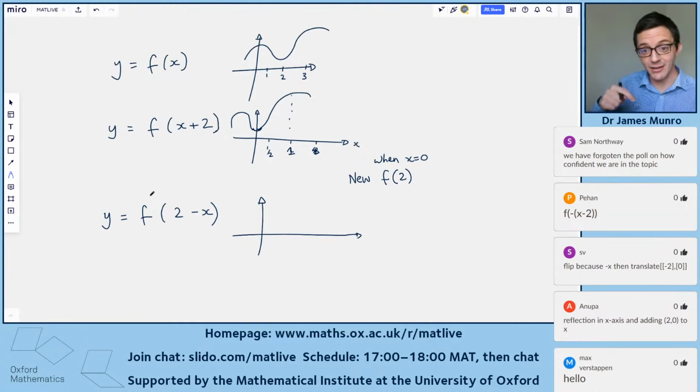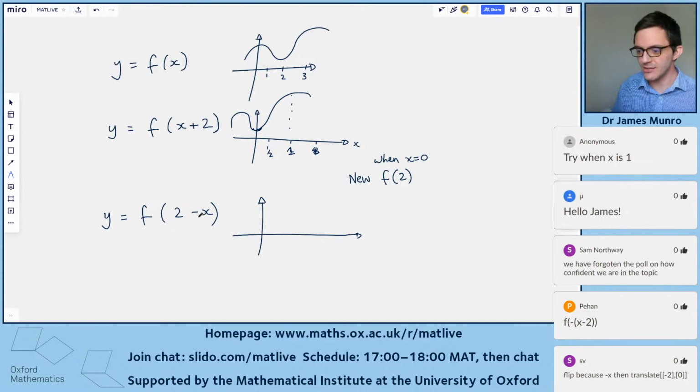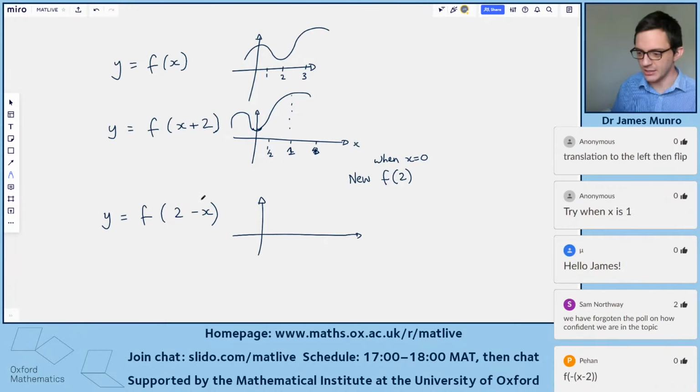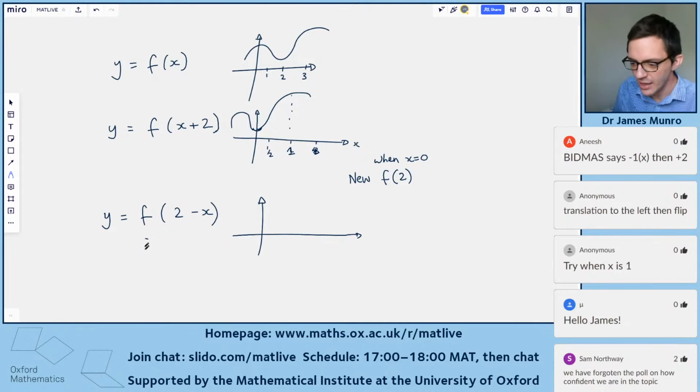Try checking values. I love that. Try checking values to see what happens. This has got the same thing going on. When x is 1, this gives f of 1, which is the same thing as if we put 1 into the original function. That's pretty nice. Okay. People are thinking about maybe doing this like f of minus x plus 2, I saw.